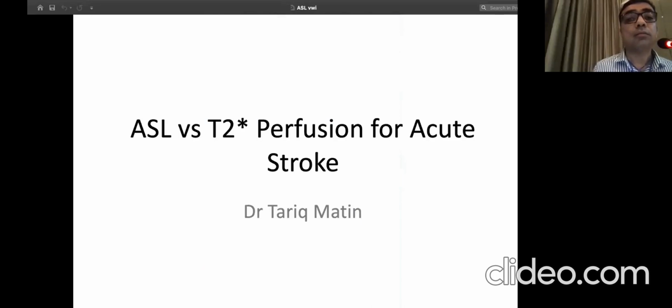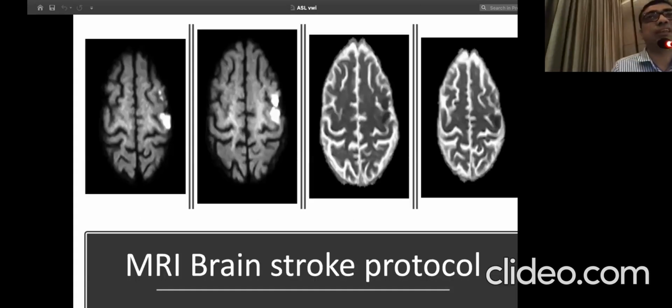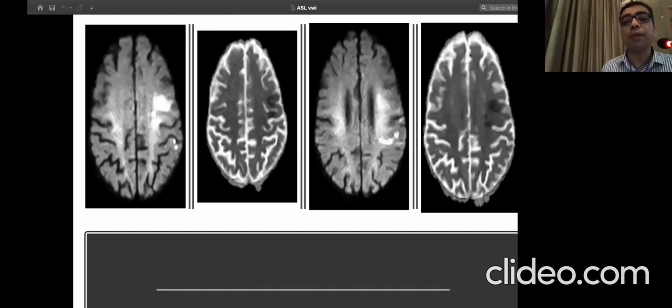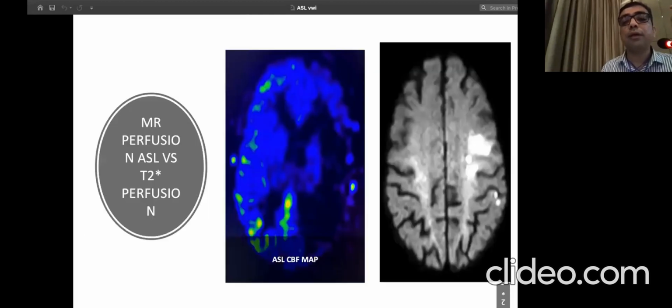But there are certain times where this was a 94-year-old lady lying somewhere in the casualty, referred to us. When she came to us, it was almost more than extended window period. The diffusion volume was not that big, but a left MCA occlusion, and we did the ASL. The ASL was showing a diffusion perfusion mismatch. This was a time when we were doing an ASL.